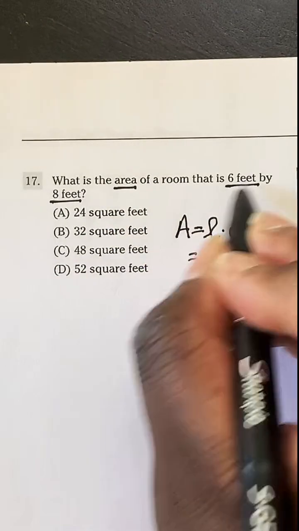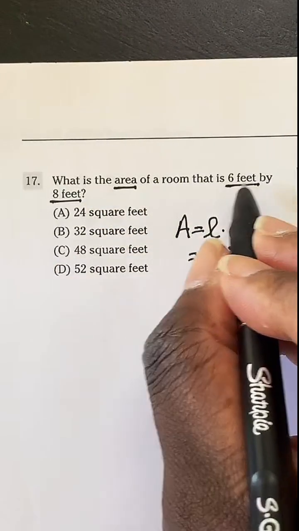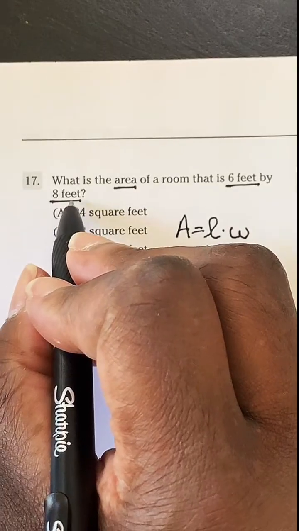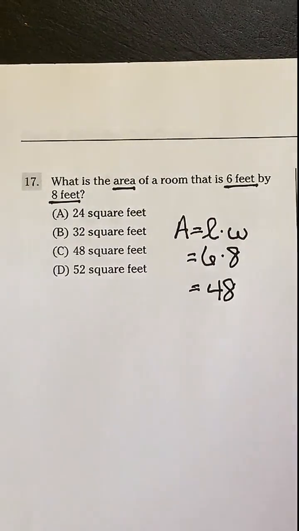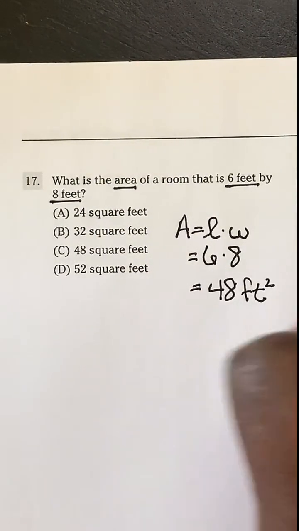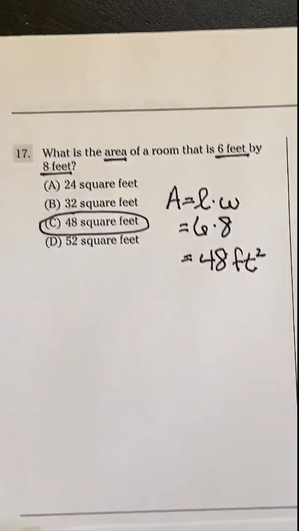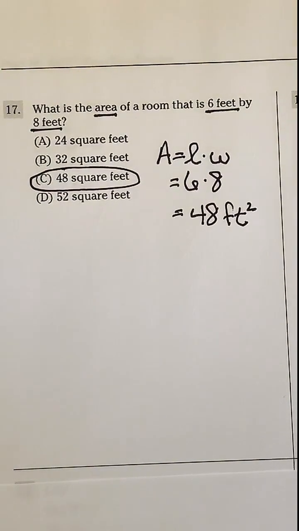And since both are in feet, sometimes you got to look, because sometimes they'll trick you and say this is 6 feet and this is 8 inches. And then you have to convert either something into feet or something into inches. So always take a look. Luckily both of them are feet, so that'll be our square feet, which gives us the answer of C. Okay, there we go.